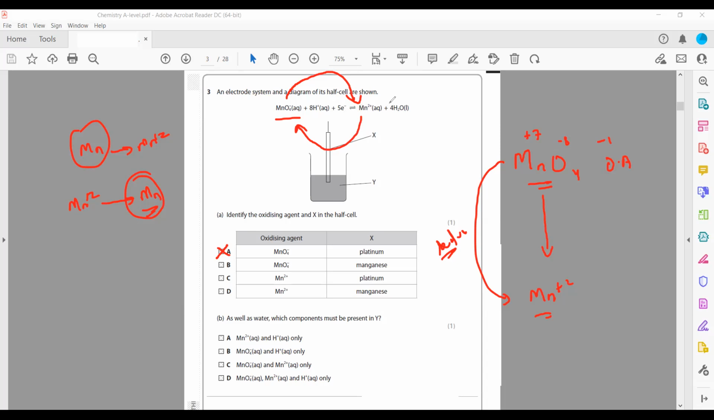As we don't know, other than water, what ions should be there? It should have MnO4, it should have Mn+2, and as well as protons. So from where will protons come? From acid. So that's why D is the right answer. All of these ions should be there, as the reaction is reversible: the reactant can form the product and the product can form back the reactant. Is it clear?